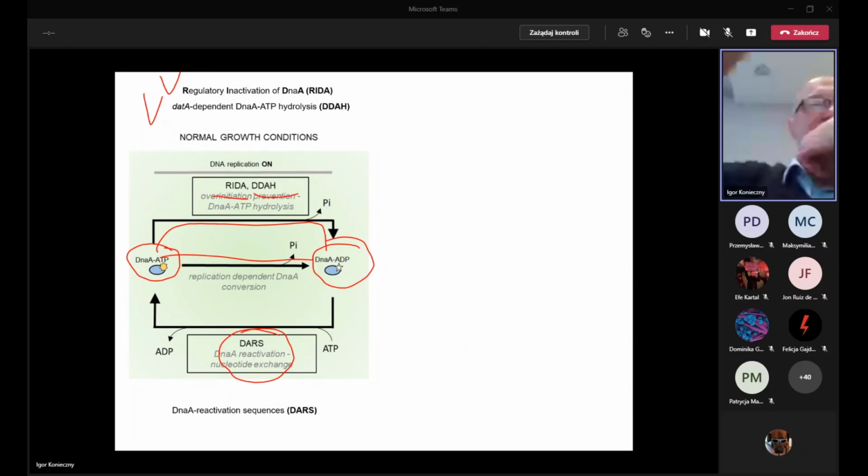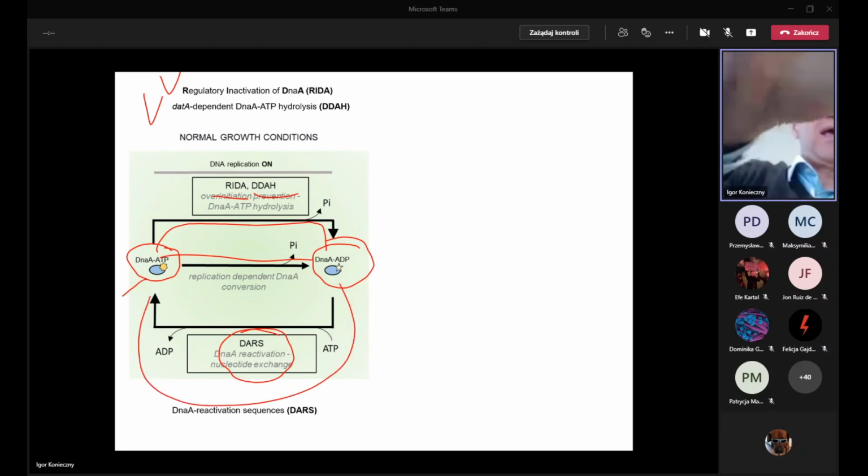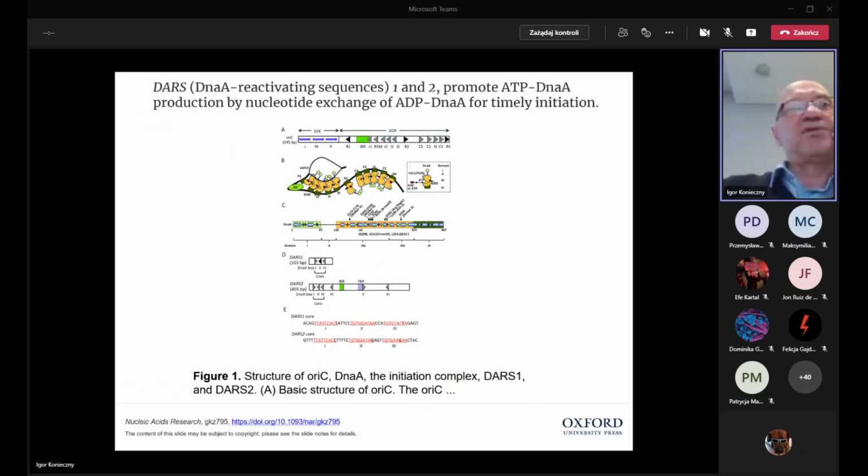Okay, and the other system is DARS. DARS is DnaA reactivation, or a nucleotide exchange. So it works a little bit opposite compared to the DDAH and RIDA systems. It converts DnaA in ADP form to DnaA ATP form. So it's a reactivation reaction which also has an influence on replication initiation. And this is how it looks. You see that the structure of DARS was specified.